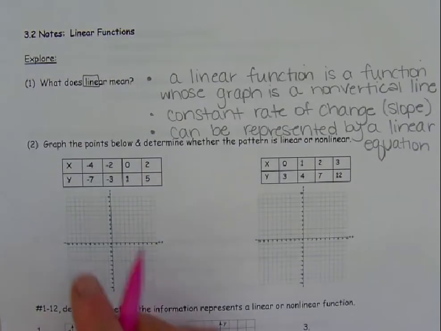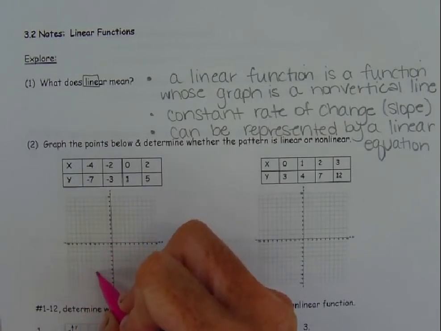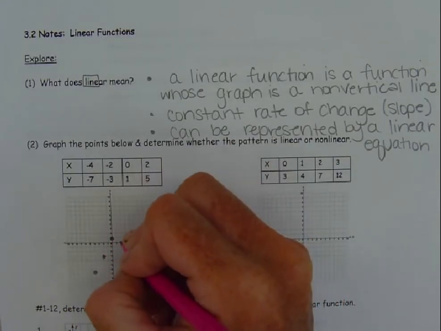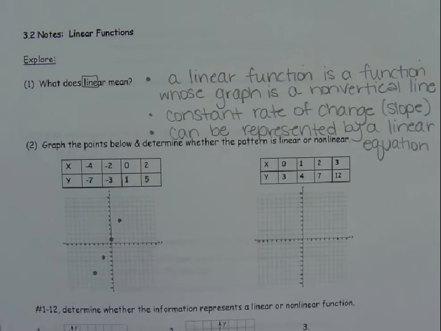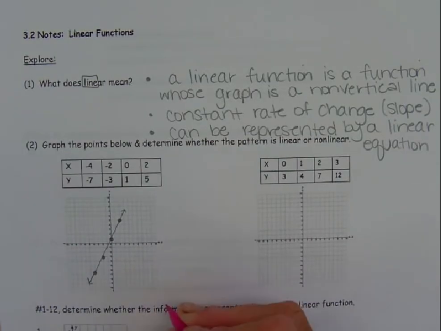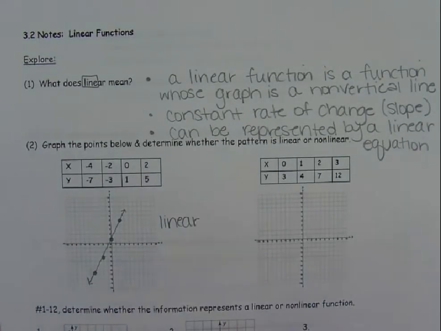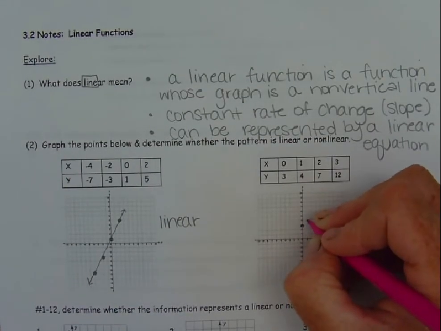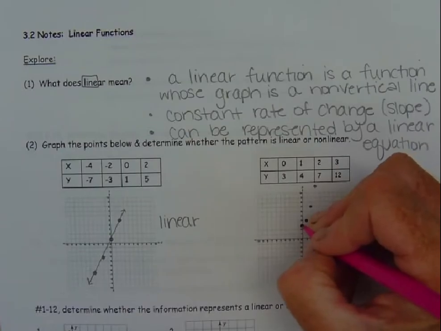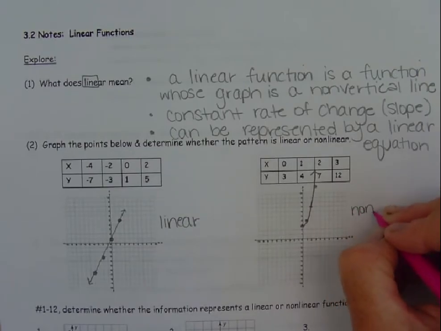So if you took a look at this first set of points and you were to graph them, -4, -7, -2, -3, 0, 1, and 2, 5, you will see that when you look at all four of these points in a row, they appear to form a straight non-vertical line. So this is a linear function. If you look at your next set of points and you were to graph 0, 3, 1, 4, 2, 7, and 3, 12, you will notice that these points curve up and their line is not straight. So this would be nonlinear.